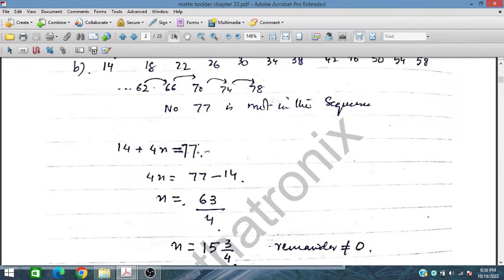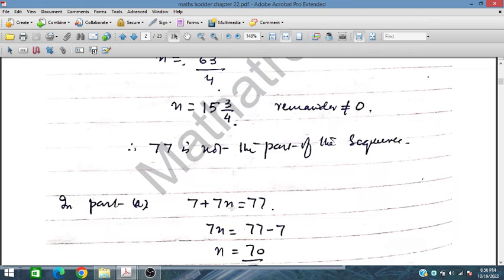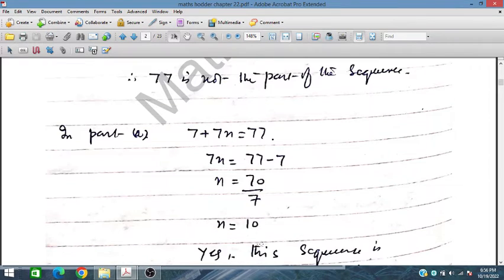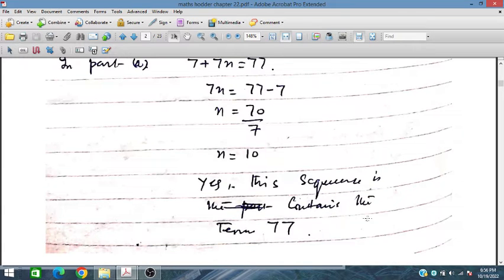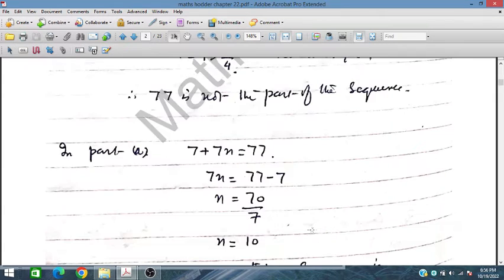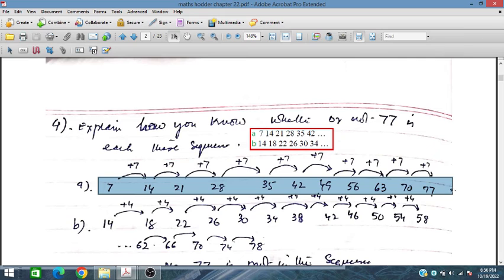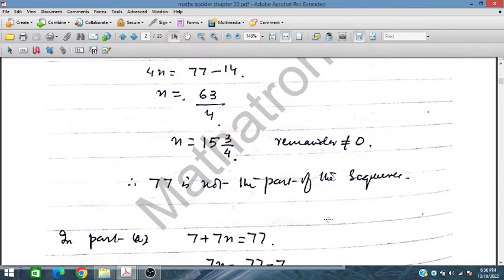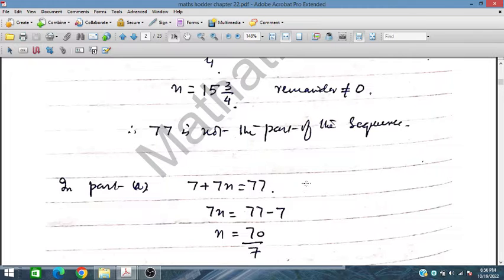So this is 7n, and n is increasing 1, 2, 3, 4, 5, 6. So a whole number is coming. Yes, the sequence contains the term 77. Suppose we ask whether this is 777 or 7 of a higher order, very later stage numbers. Then we cannot perform this addition up to the 100th position. So for this kind of operation, this will be helpful.